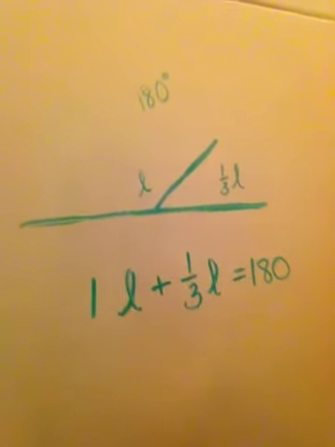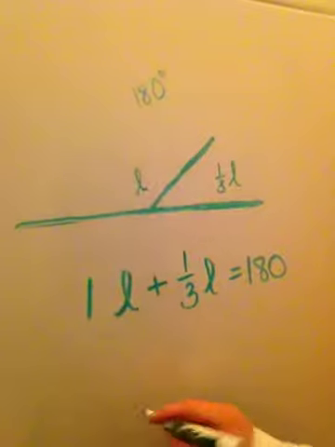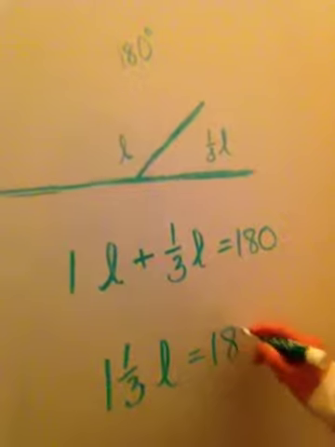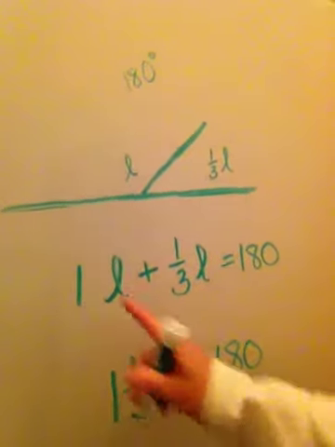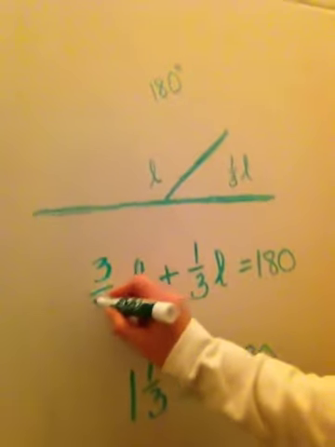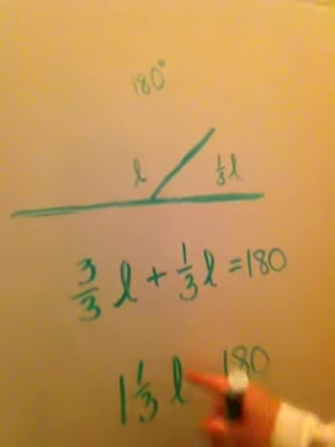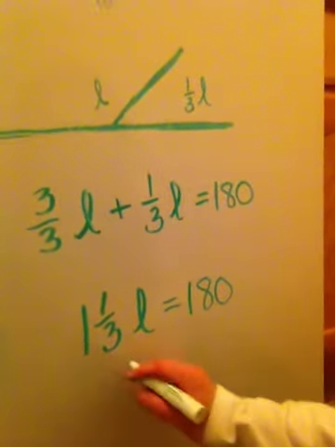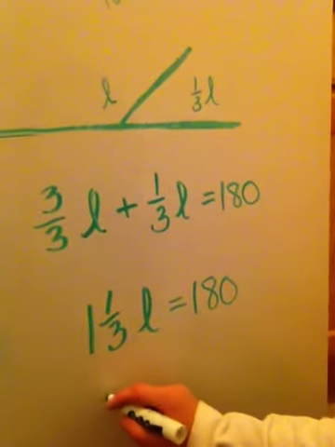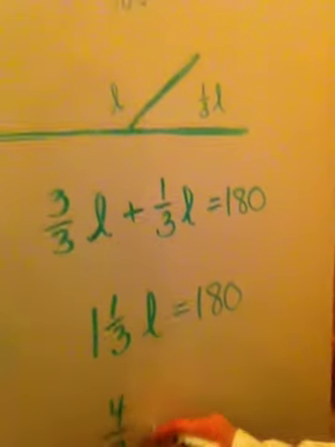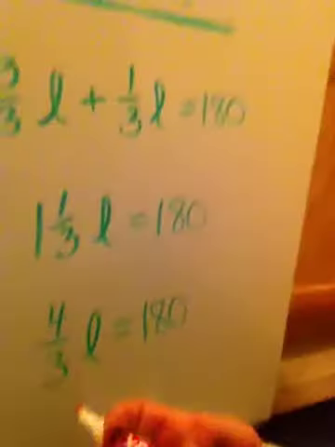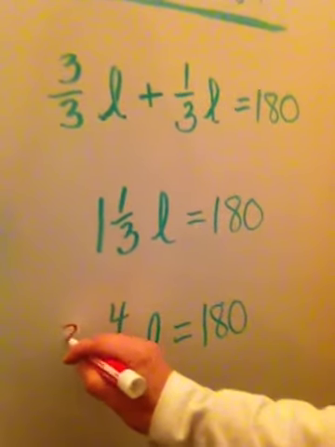Okay, if you need to write 1 there. So I've got 1 plus 1/3, which is 1 1/3 L's equals 180 degrees. If you want, you could set this up as 3/3. So you have 4/3 L, or at this point, we'd probably want to switch. 1 times 3 plus 1 is 4/3, to improper, so we can get L by itself. So you're going to multiply both sides by the reciprocal.